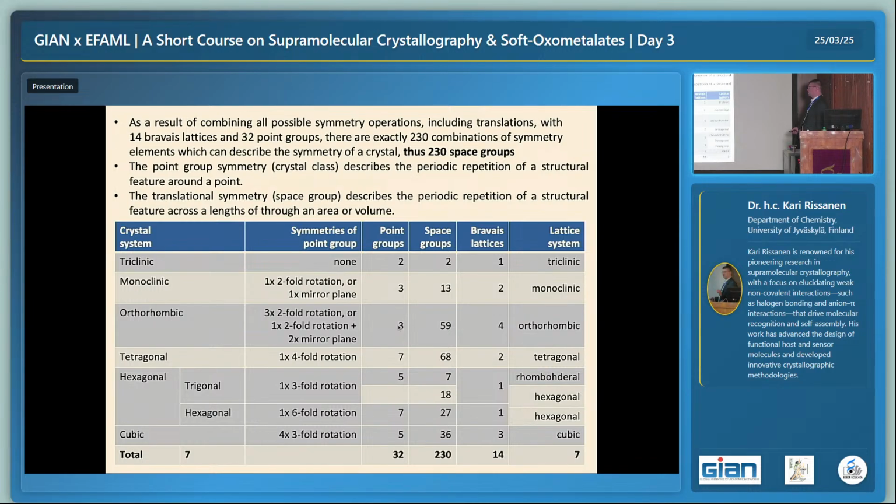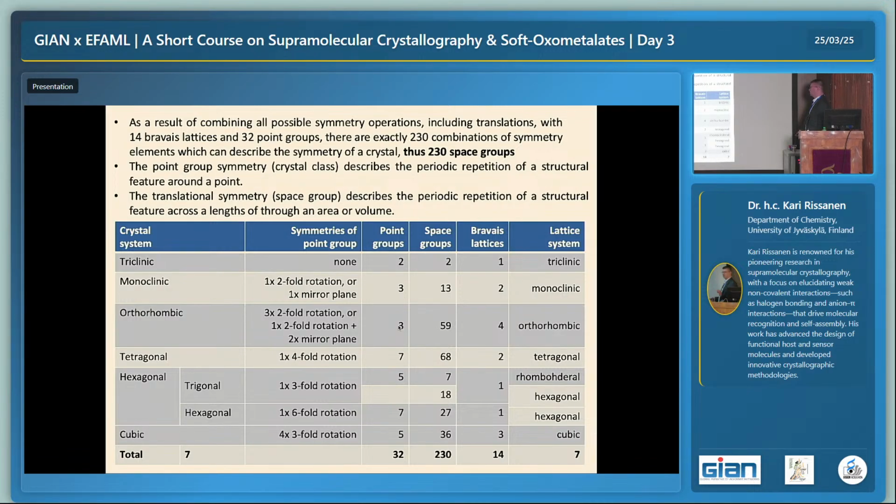Hexagonal is there. We can have it in trigonal and hexagonal. This is like a joint in here. So in the trigonal case, we have 5 point groups, 7 space groups, and in addition 18. And then in hexagonal, when we have a 6-fold rotation, we can have 27. And finally, the cubic, we have 4 times 3-fold rotation symmetries, 5 point groups, and it makes 36 possibilities.